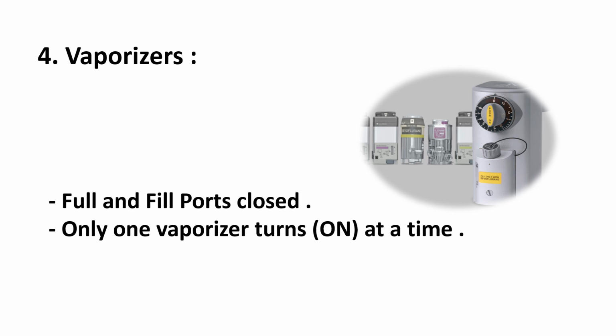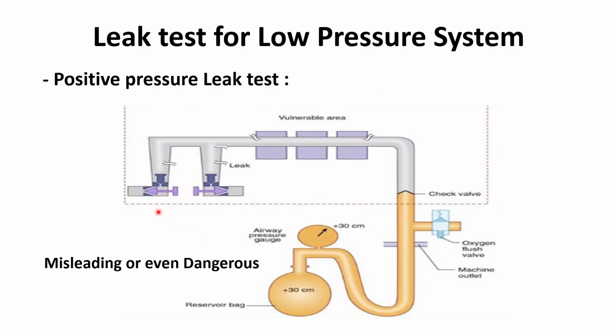And at this point, we are talking, as I told you previously, about the low pressure system. The low pressure system starts from the flow meter and vaporizer until the patient, where the pressure for oxygen is 14 psi and for nitrous 26 psi. Before these flow meters, the pressure is around 45 to 50 psi.